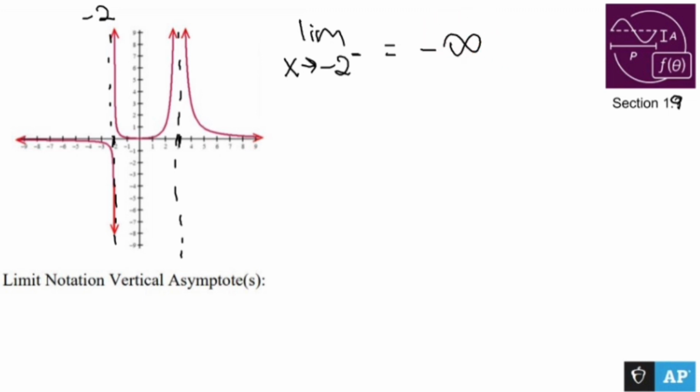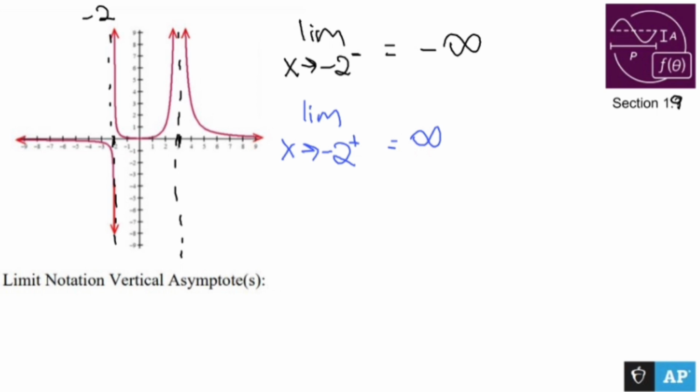Now, I'm going to do the same thing, but I'm going to approach -2 from the right side, so I put that little plus sign up here. As I'm going to -2 from the right side, I'm going to ignore all this stuff. I'm heading towards -2, and as I go towards -2 from the right, I'm shooting upward, which is positive infinity.